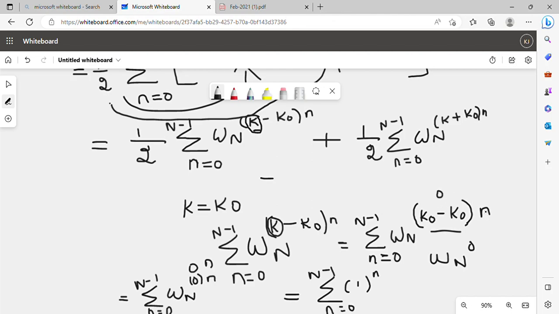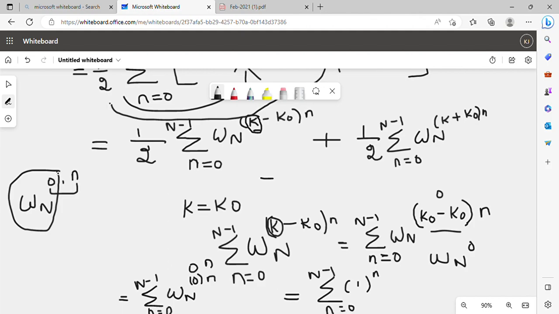So 0 into n will become 0, and omega n to the power of 0 will become equal to 1. No, omega n to the power of 0 is separate, and n is separate. So it will become 1 into n. Right? You need not multiply this 0 into n. This n will be as it is. You need not do anything with respect to n.